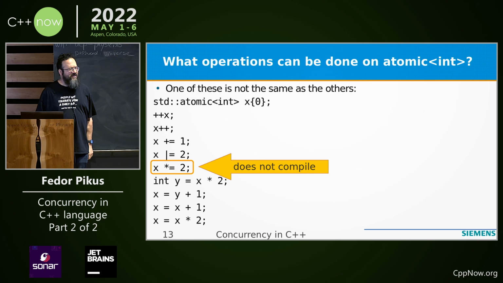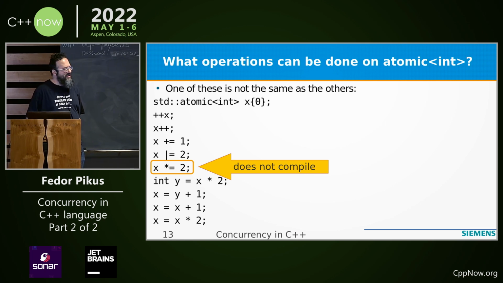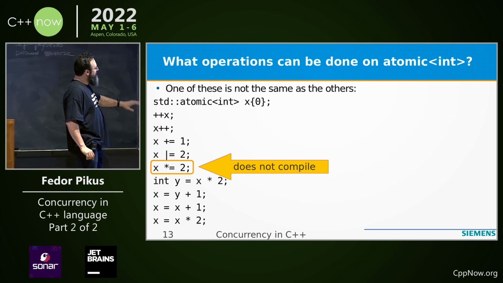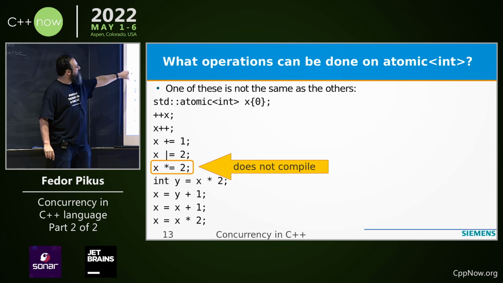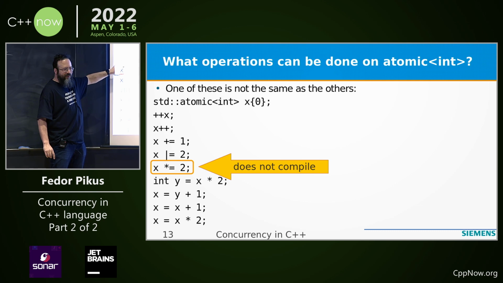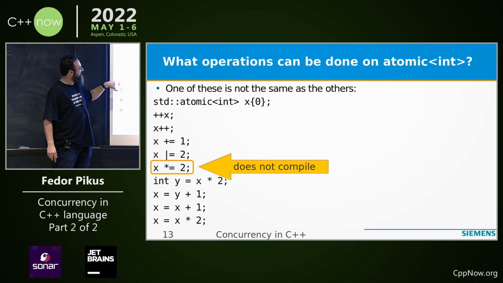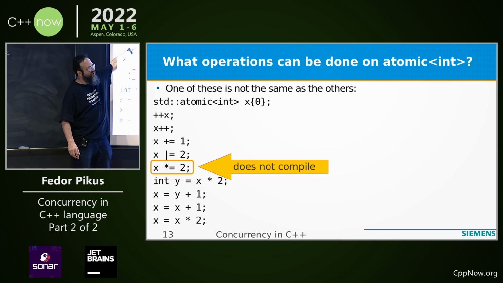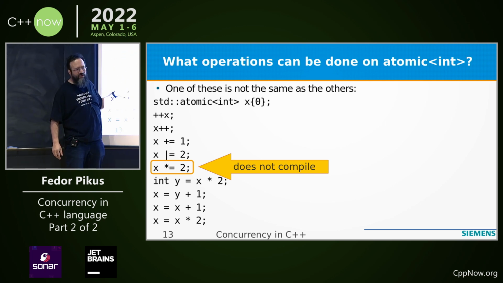But this one doesn't actually compile, because all of these are atomic operations. And they don't support atomic multiplication, probably because there is no hardware atomic multiplication instruction, at least on x86 and not on ARM. So this operator isn't provided by atomic int. It just wouldn't compile.